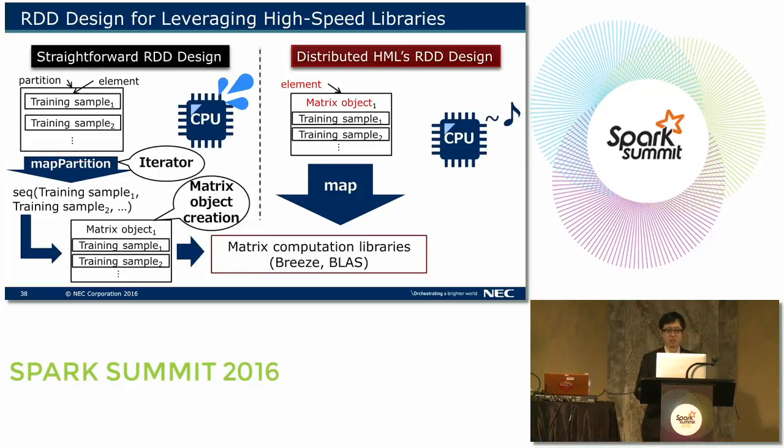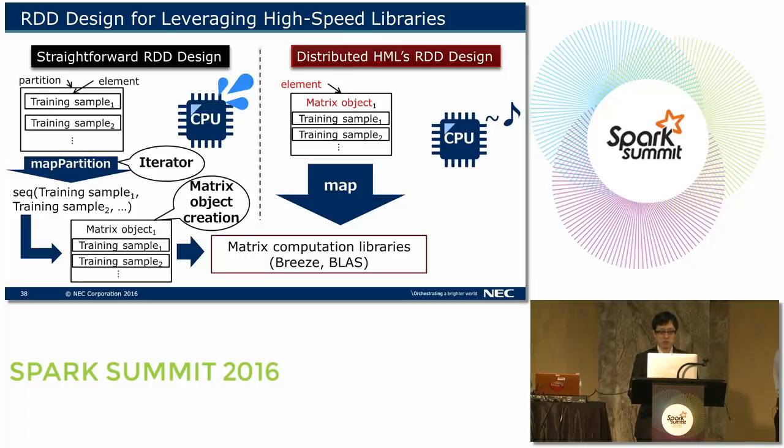However, if we design the RDD straightforwardly, then many overheads happen when calling the matrix computation libraries. Suppose that we design the RDD so that each element contains one training sample. Then, to call the matrix computation libraries, there are many iterator accesses and wasteful matrix object creation in the map partition operation. So these are very huge overheads. To avoid such a big overhead, we designed the RDD so that each element contains one matrix object with several training samples. Then distributed HML can call the matrix computation libraries with low overhead.